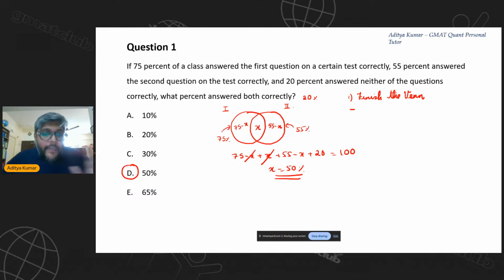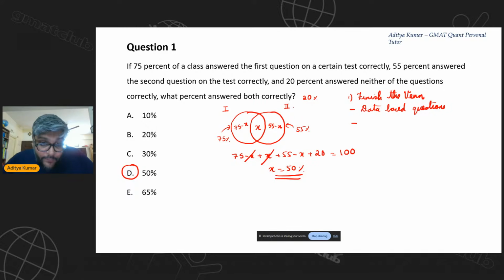Anytime in doubt, finish the Venn. But where do I always try to finish the Venn? Where do I use this process in most cases? I use the process of finishing the Venn when I have database questions, when they give me all pieces of data and I just have to fill up the regions of the Venn and work with it.